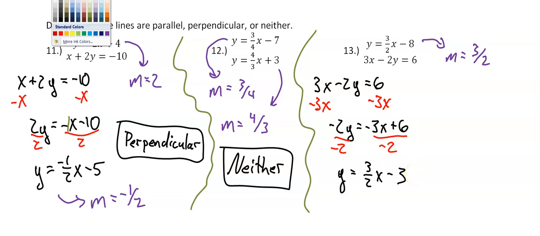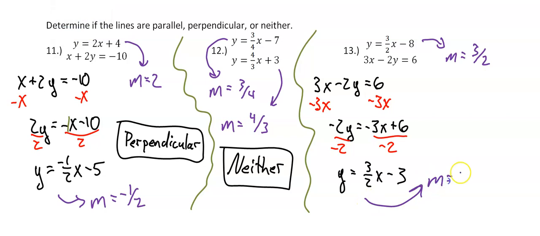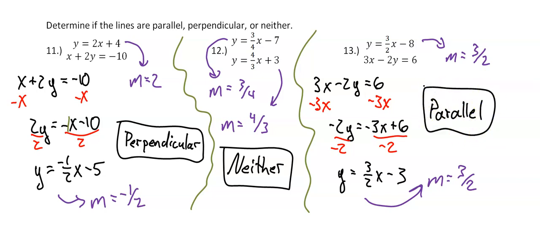And so now when I look at the slope of this guy, it has a slope of 3 over 2. So I ask myself, are the slopes the same? And the answer is yes, they're the same this time, which means these are parallel lines. Okay?